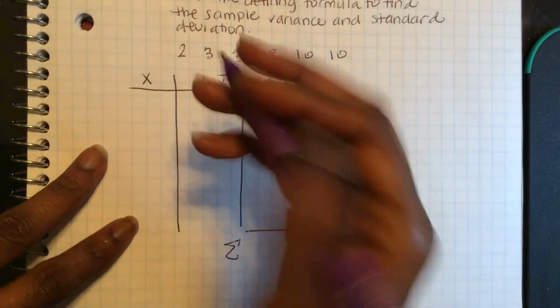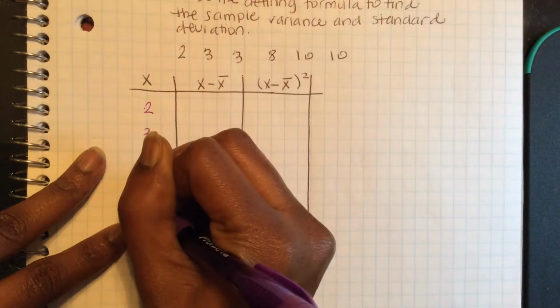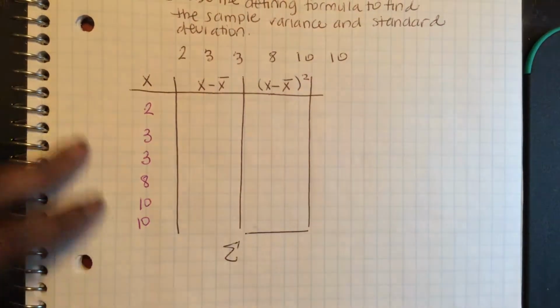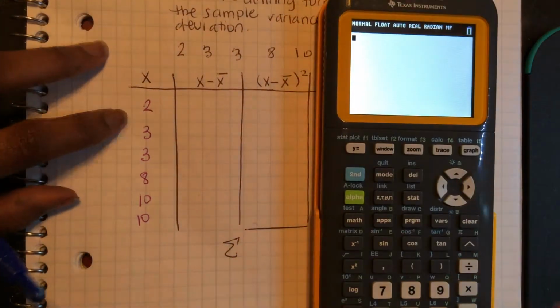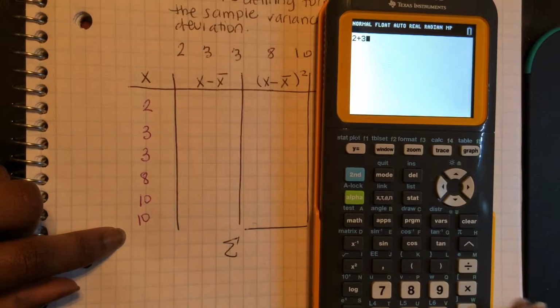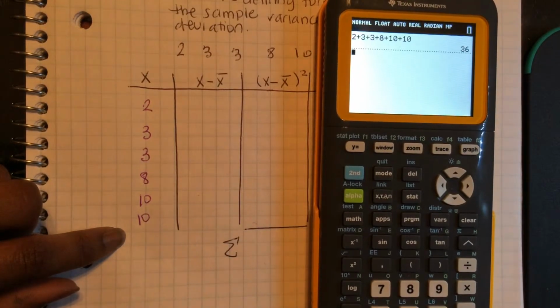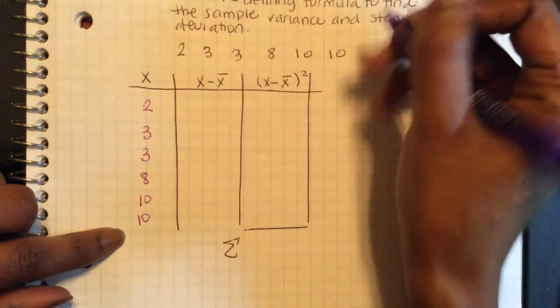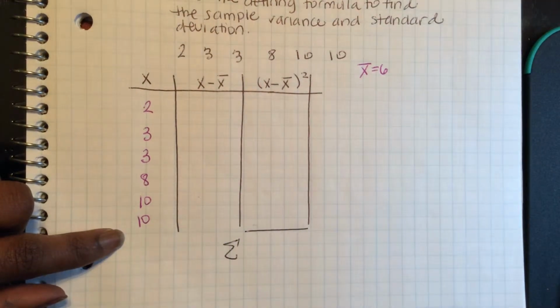Since I have my table set up, here are my x values. In order to find the mean, I need to add all 6 values up and divide by 6. So I have 2 plus 3 plus 3 plus 8 plus 10 plus 10, which is 36, divided by 6, which is 6. So I know x bar, or my mean, equals 6.